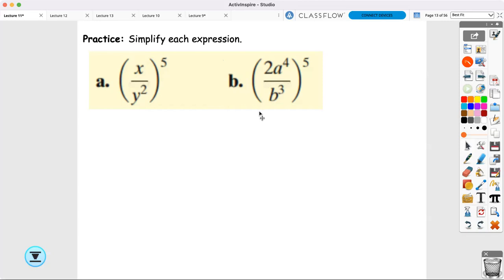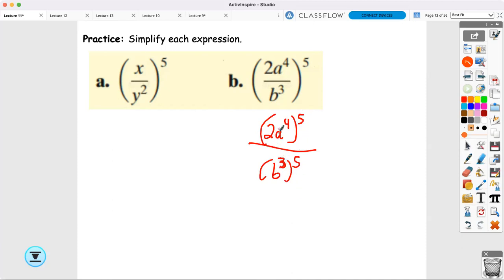Yes, I'm gonna go ahead and work out B. So (2a to the 4th over b to the 3rd) to the 5th. Remember the rule that we just learned, the extended rule: we have a quotient, a fraction with an exponent. The exponent goes to the top and the bottom, so it'll be 2a to the 4th to the 5th power over b to the 3rd to the 5th power.